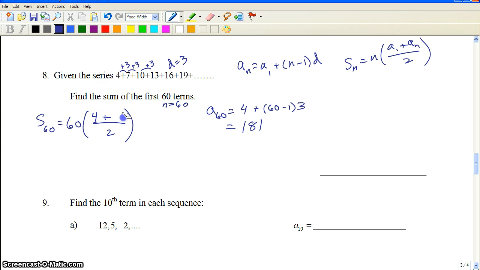So we're going to substitute that in here. 181, so (4 plus 181) divided by 2, then times 60. It's going to be 5,550. It's going to be the sum of the first 60 terms. So S sub 60 equals 5,550. Let's go to the next one.